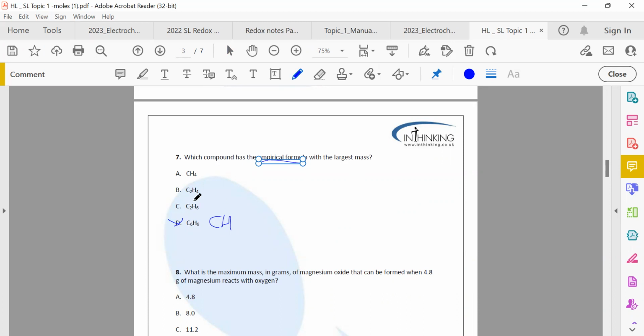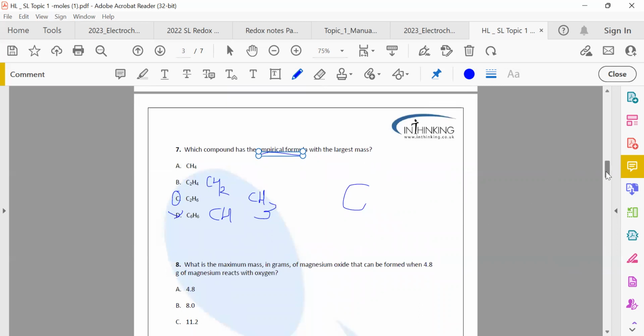So it should look for, probably if you look at this one, it will be CH2, and of course, if you look at C, the answer will be CH3, okay? So the answer is C, yeah. Sometimes the teacher will change it to empirical formula with the smallest mass. So you just react accordingly, okay?